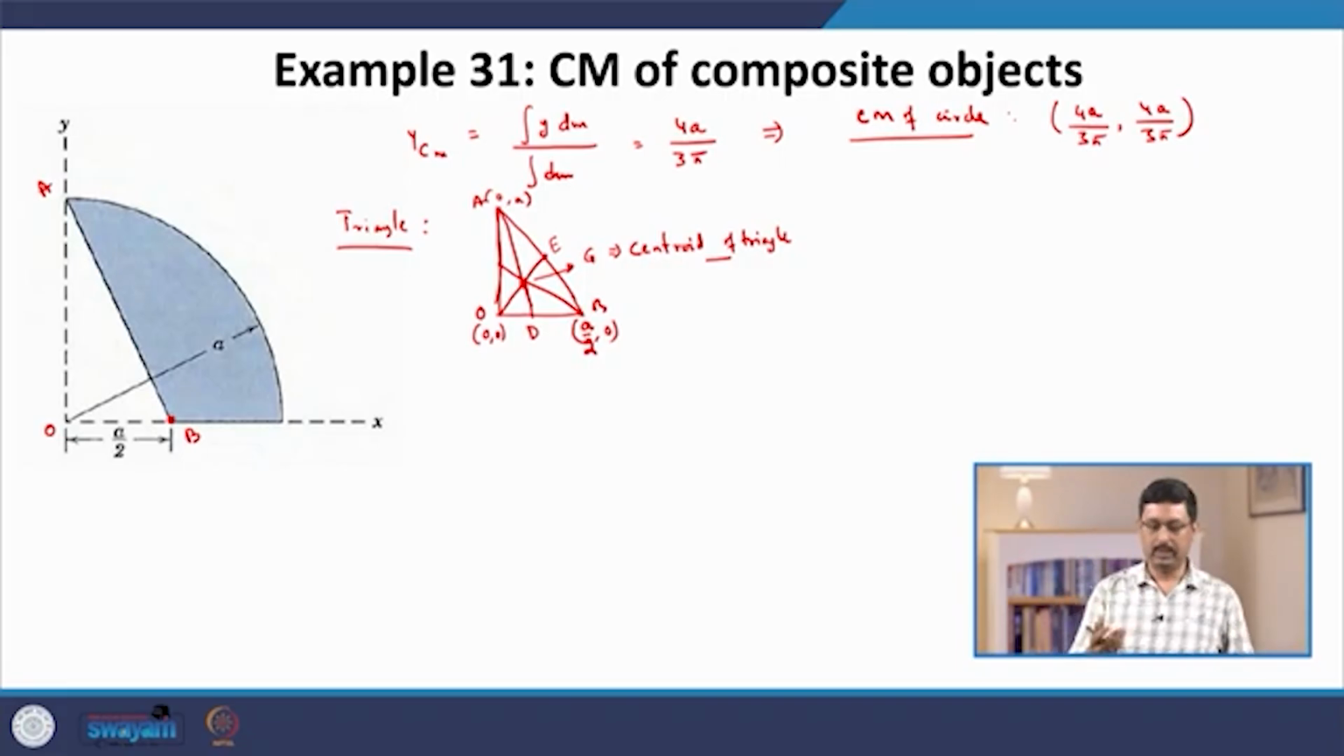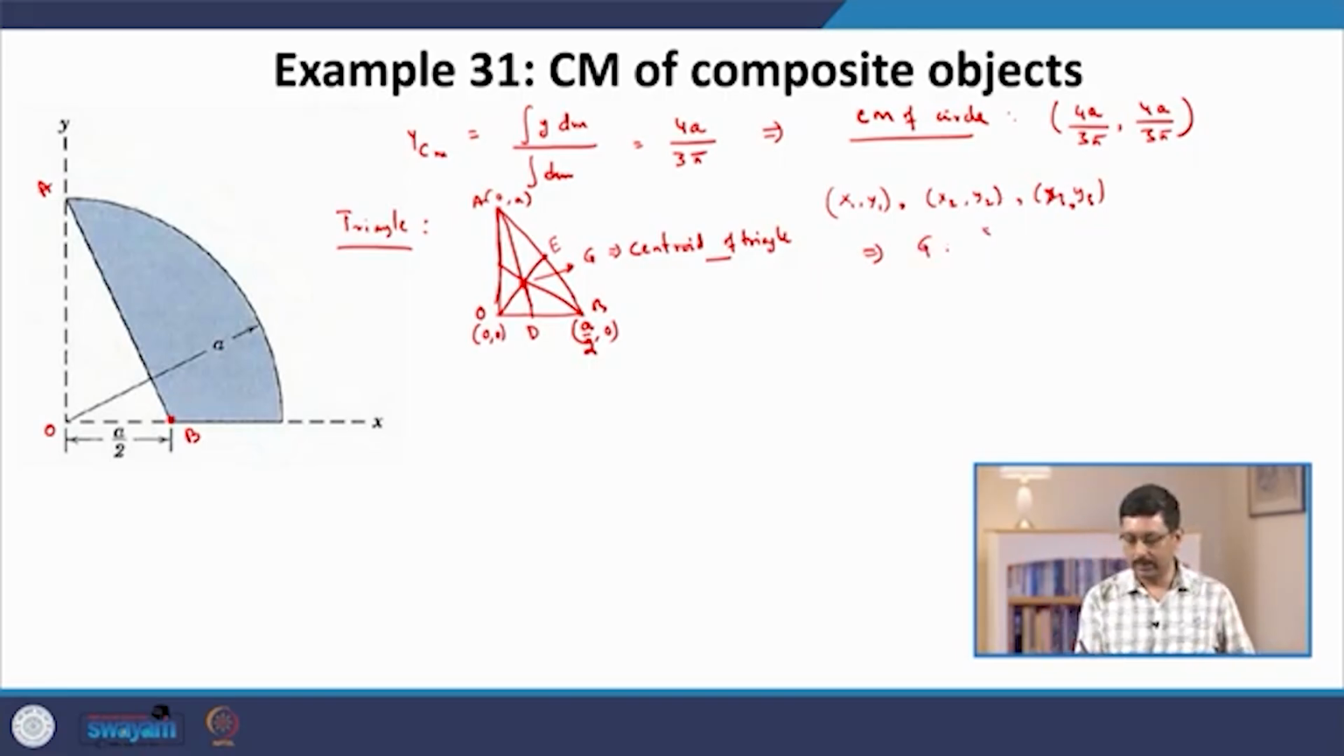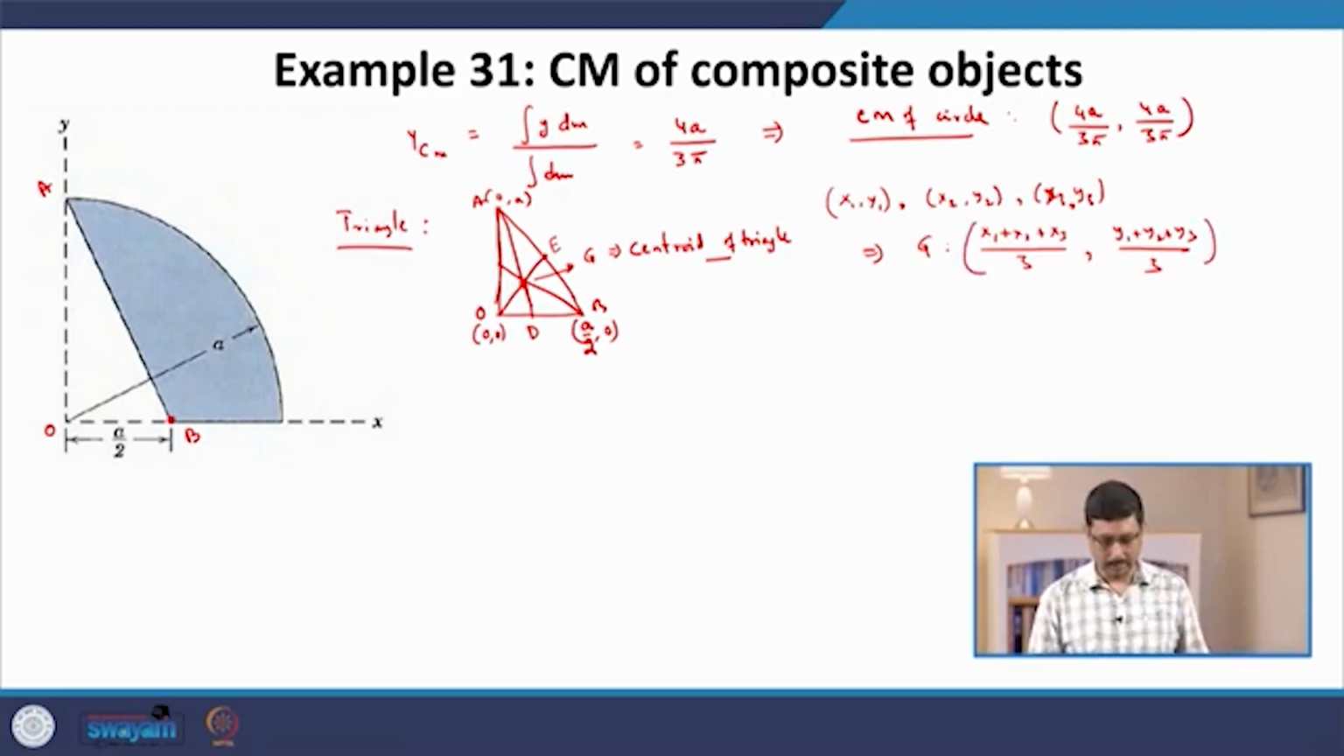Now, in the interest of time, I am going to use an identity: if the vertices of a triangle are located at these 3 points, then the coordinate of the centroid of the triangle is given by this beautiful relation. You must have seen this in geometry or coordinate geometry in high school, but we can see it immediately by applying the center of mass definition.